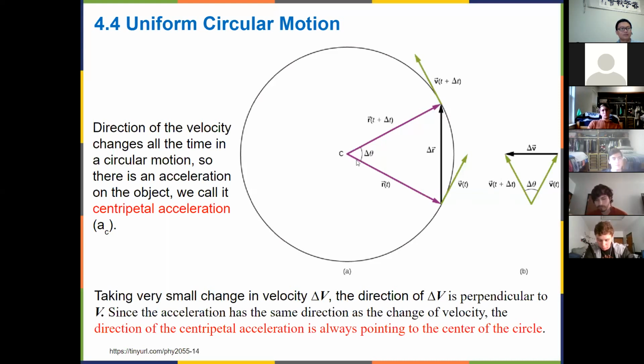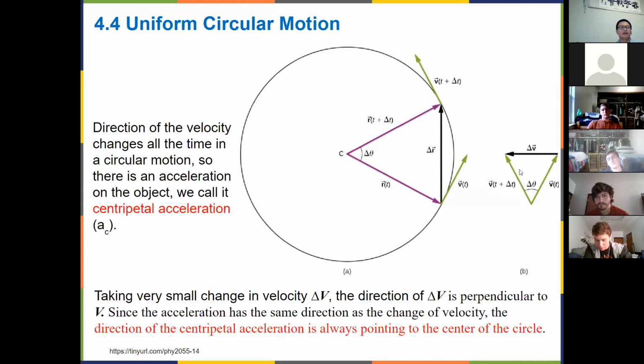So then it's radius, both r vectors are the radius, okay? So those have the same length, and then this v and v plus delta t have the same length. So then the larger triangle on the left here formed by r of t, delta r, and then r of t plus delta t, and the small triangle here on the right formed by v of t, delta v, and then v of t plus delta t, they are actually similar triangles, okay? So these two are similar triangles.